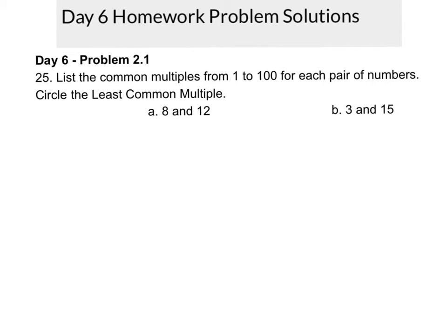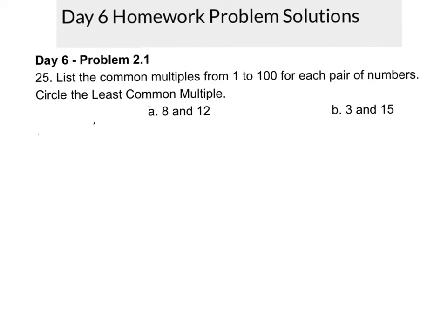So it looks like number 25, it says list the common multiples. So we need to find multiples of a number, and then we have to figure out which ones are common. We're going to be doing the multiples that fall between 1 and 100. We have to set a limit because we can't go to infinity. So we're going to find the common multiples for each pair, and then we're going to circle the least common. That means the smallest multiple that's common to them both. Okay? So here we go. Let's do 8 and 12.